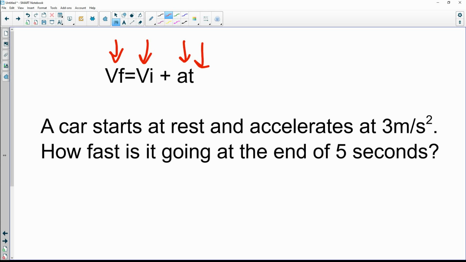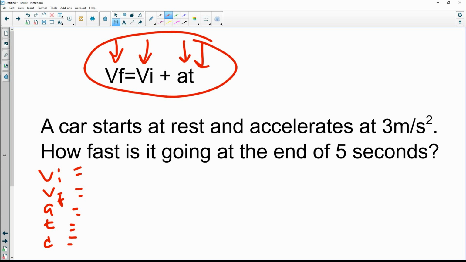So I'm going to make a chart again. Vi, Vf, a, t, d, there you go. A car starts at rest and accelerates at 3 meters per second squared. How fast is it going at the end of 5 seconds? So we are given some information and we are asked to find some other information, and there's some other stuff that we just don't have. Like I said here, we don't have a displacement. This equation, you don't need a displacement. So displacement is kind of off the books for me. I don't care about it.